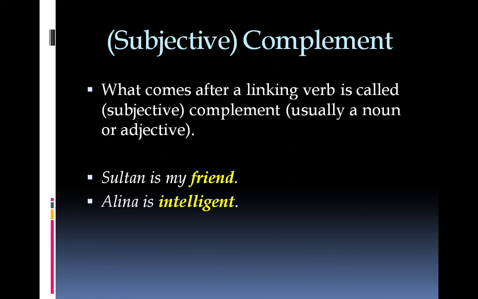Look at the next sentence. Alina is intelligent. Alina is the subject of the sentence. Is is a linking verb and intelligent is the complement. And look at the difference between these two words. Friend is a noun and intelligent is an adjective. So adjectives and nouns both can be used as complements in sentences.